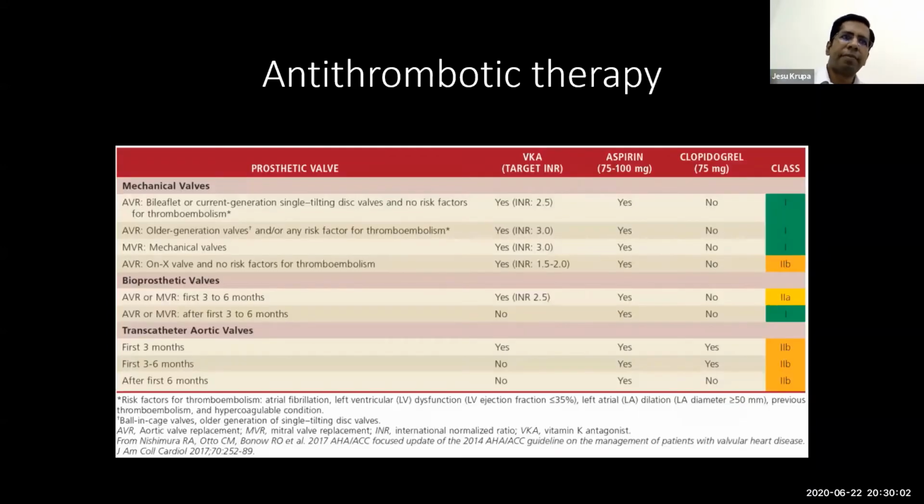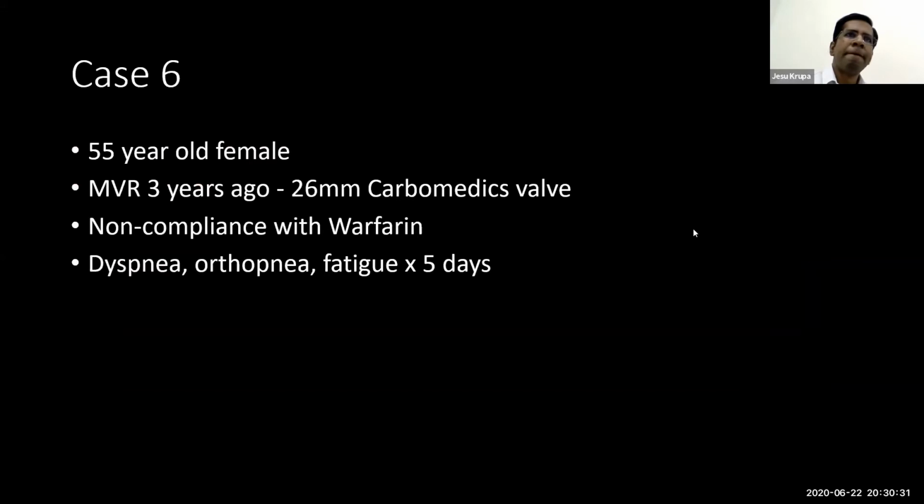So this is from different guidelines. And you can see the different valves, and this is all freely available. We can go through it at our leisure. But even in bioprosthetic valves, it says about 3 to 6 months, the first 6 months, for the recommendations. Transcatheter valves likewise. But evidence has shown that bioprosthetic valve thrombosis can be seen later also.